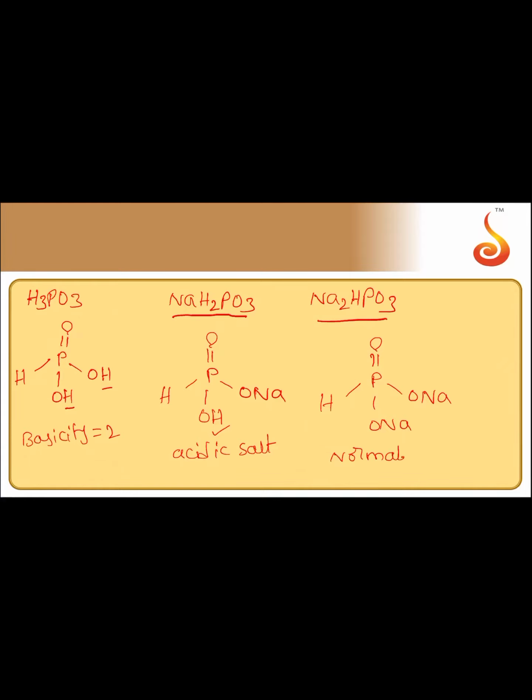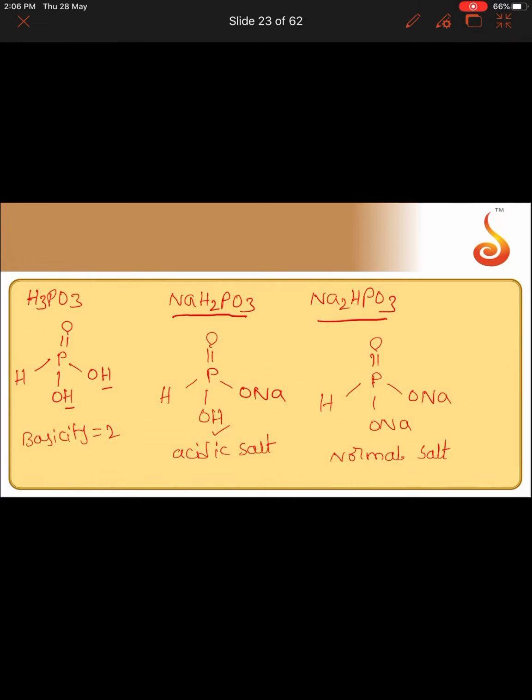So like this, we can identify whether the given salt is acidic salt or normal salt. Acidic salts means which contains an acidic hydrogen, that salt is considered as acidic salt, and which can react with the base further. Such type of salts are called as acidic salts. If there is no acidic hydrogen, then such salts are considered as normal salts. So like this, we can identify whether the given salt is acidic salt or normal salt.